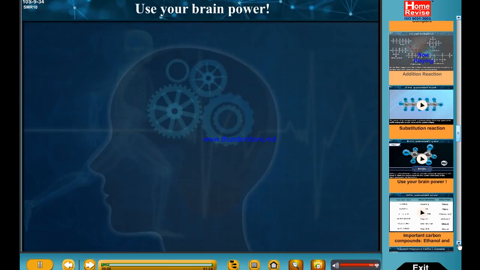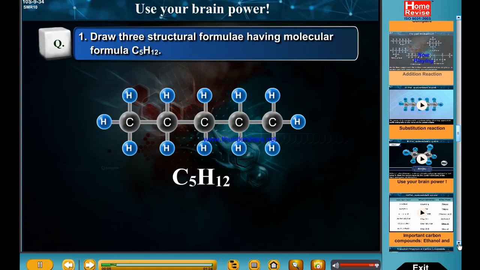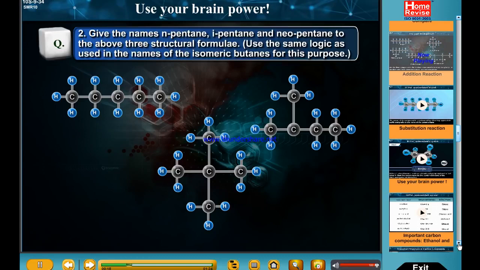Use your brain power. 1. Draw 3 structural formulae having molecular formula C5H12. Here are the 3 structural formulae having molecular formula C5H12. 2. Give the names n-pentane, i-pentane, and neopentane to the above 3 structural formulae. Use the same logic as used in the names of the isomeric butanes for this purpose.